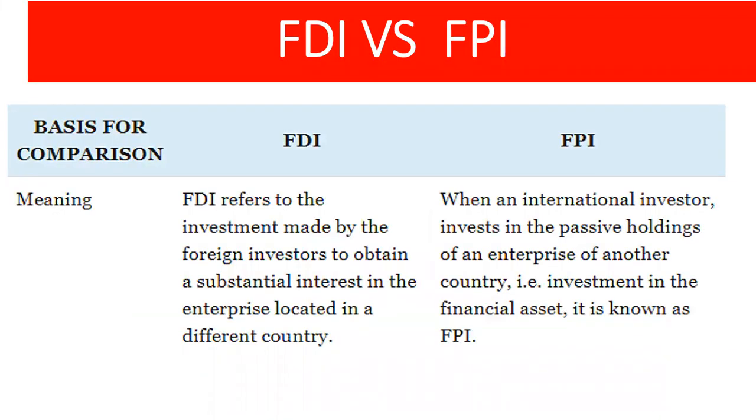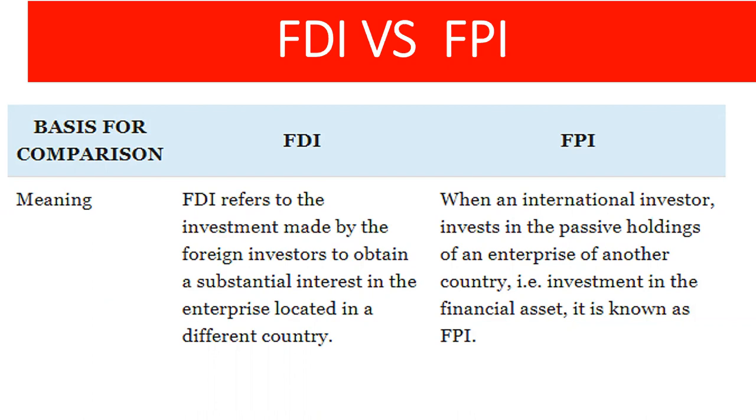Now there is one important comparison for you, that is FDI versus FPI. FDI and FPI are different things. We have seen that FDI refers to the investment made by the foreign investor to obtain a substantial interest in the enterprise located in a different country. Here A is investing in B. He wants to invest in the assets in the market, and wants control.